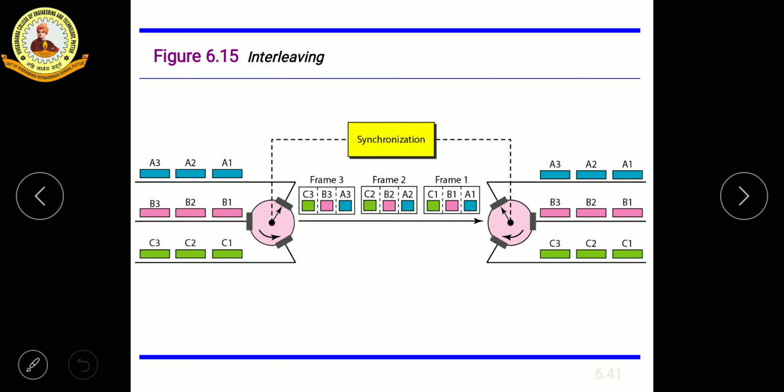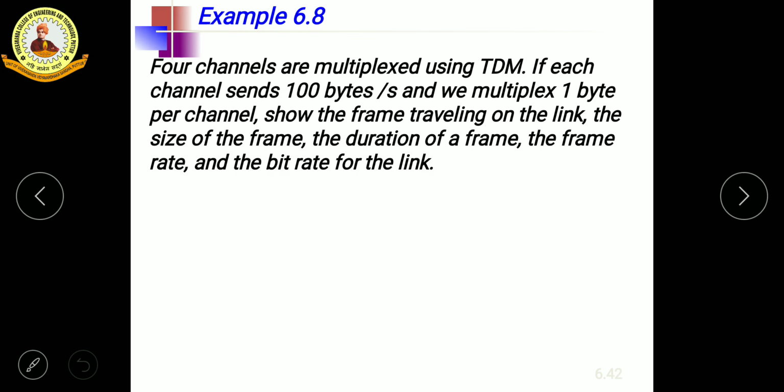This is the interleaving process. Then we will solve a problem on that. You will come to know some important topics in this problem. Example 6.8: 4 channels are multiplexed using TDM. If each channel sends 100 bytes per second, please note the units here carefully, this is bytes per second, and if we multiplex 1 byte per channel, show the frame traveling on the link, the size of the frame, the duration of the frame, the frame rate and the bit rate for the link. This is a bigger question, so we will discuss it with a figure.